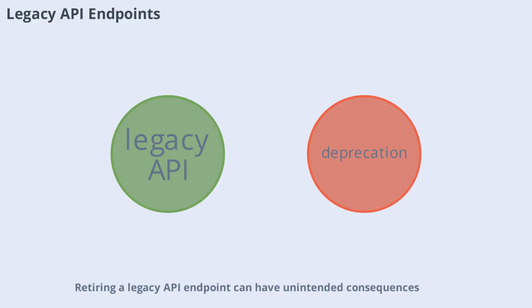Retiring a legacy API endpoint can have unintended consequences. If even a small percentage of your users are still on older app versions, removing an endpoint can break critical features. Always monitor usage before deprecating APIs and provide fallback options whenever possible.